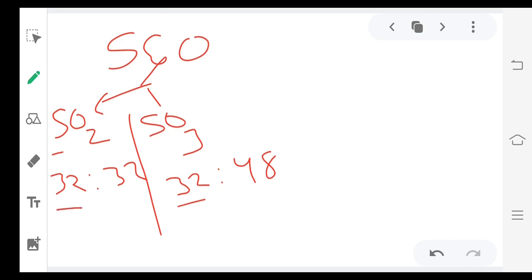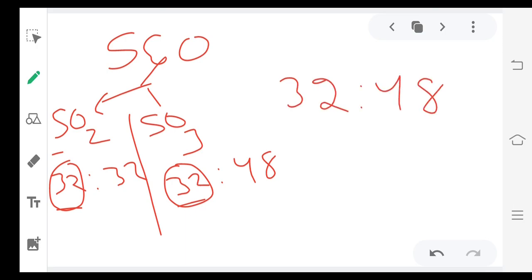In SO2, 32 grams of oxygen combines with 32 grams of sulfur. So here sulfur weight is fixed. Here 32, here also 32. If you take the mass ratio of oxygen which combines with a fixed mass of sulfur, that is 32, so the oxygen mass ratio I am taking is 32:48. How much will you get? 16 2s are 32, 16 3s are 48, so 2:3. So that is the law.